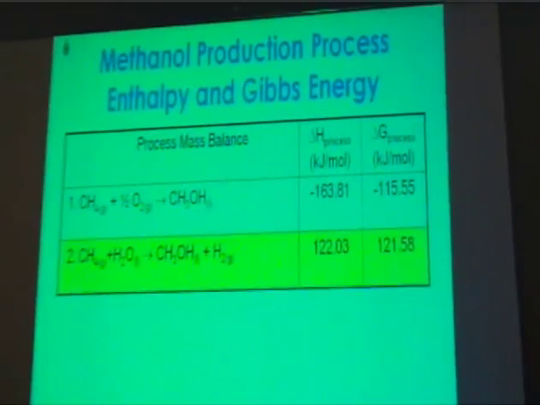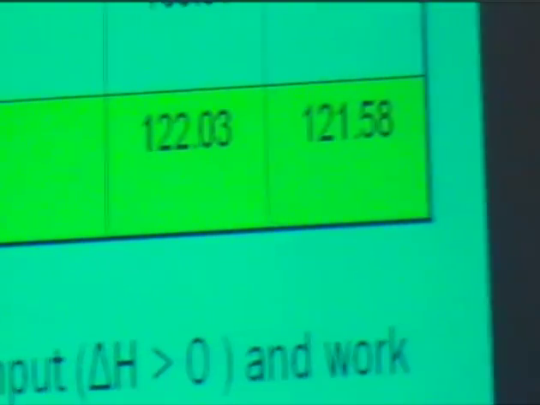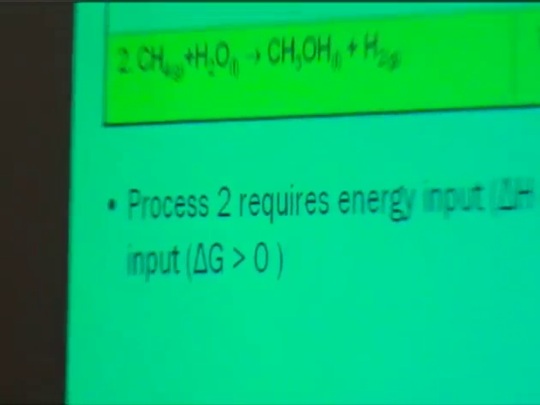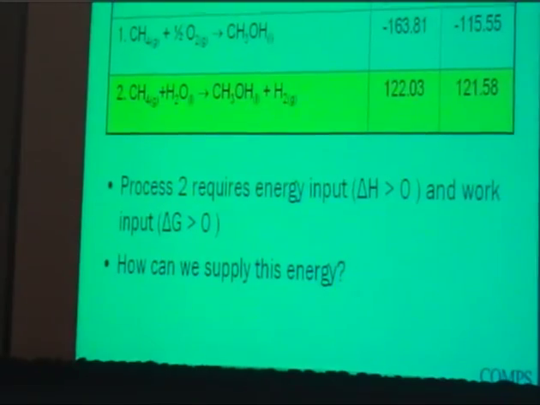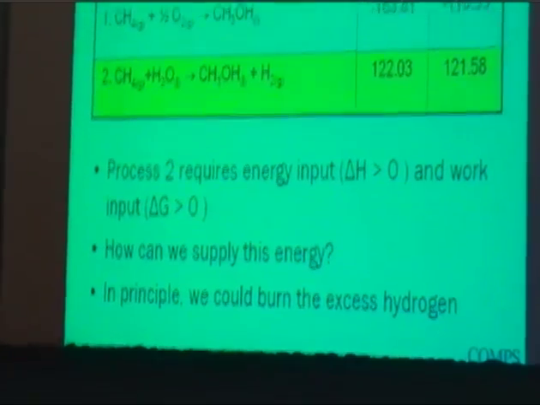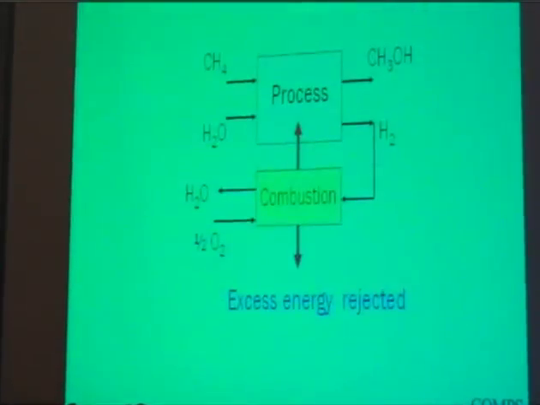So if we take a look at the second process, we find that this process is undesirable for two reasons. First of all, it's endothermic, so we do need to put heat into our process. And the second one is it does require work input. How do we supply the energy that we require? Well, in principle, it's possible that we can take that excess hydrogen that we provide and we can combust it.